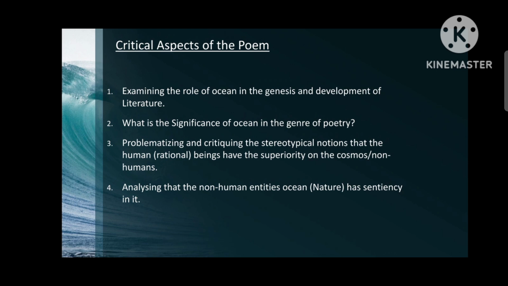The fourth point is analyzing that non-human entities, in this case the ocean and nature, have sentience in them. Here sentience means the ocean also has a kind of emotion, and the ocean acts here as a protector, as a savior, by avenging the absurd, motiveless killing of the albatross by the ancient mariner. So these are some critical aspects we are going to explore in this poem.